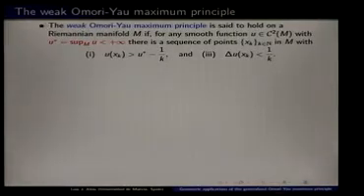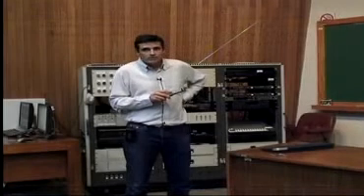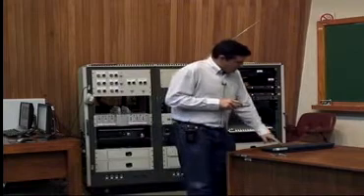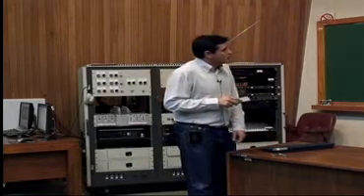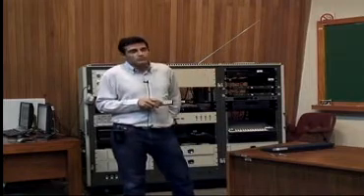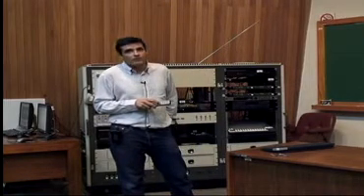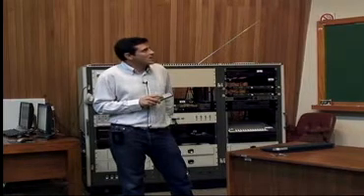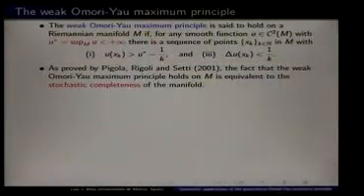Okay, now let us see what the weak Omori-Yau maximum principle is. The weak Omori-Yau principle is said to hold on a Riemannian manifold if, for any function which is bounded from above, we may find a sequence of points satisfying only conditions 1 and 3. As proved by Pigola, Rigoli, and Setti, the fact that the weak maximum principle holds on a Riemannian manifold is equivalent to the so-called stochastic completeness of the manifold.